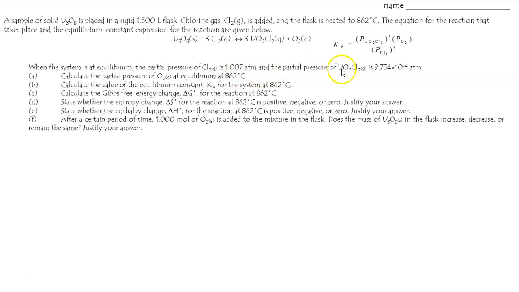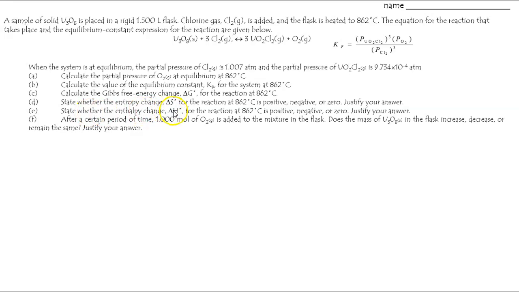Well, they do give you the partial pressure of UO2Cl2, so there is a ratio there. They want the value of the equilibrium constant for the system at that temperature. Well, between this and the one you calculated, you may have them all. They would like the Gibbs free energy change for that reaction. There's a formula for that, and perhaps it's no more than just simply plugging in. They want to know if the entropy change is positive, negative, or zero. Note that we have a solid and 3 moles of gas forming 4 moles of gas.